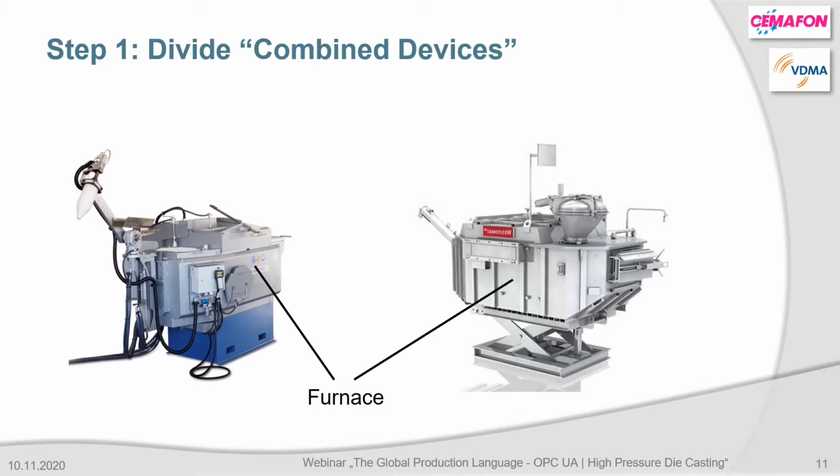They are holding the liquid metal. And the second function is dosing, actually. So transporting the liquid metal from the tank, from the furnace system towards the shots chamber of the high pressure die casting machine. So these are physically combined devices which are being used.